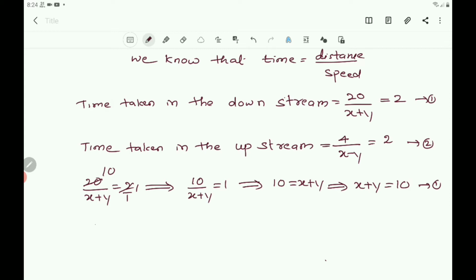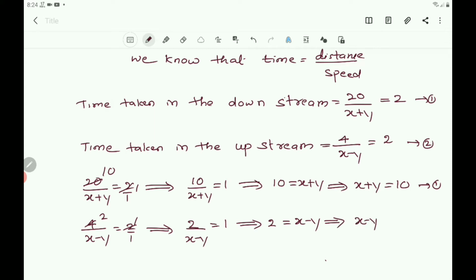For the second one, take 4 by x minus y equals 2. Again 2 means 2 by 1. 2 twos are 4, so that becomes 2 by x minus y equals 1 by 1. Doing the cross multiplication, 2 equals 1 into x minus y. That implies x minus y equals 2. This is the second one.